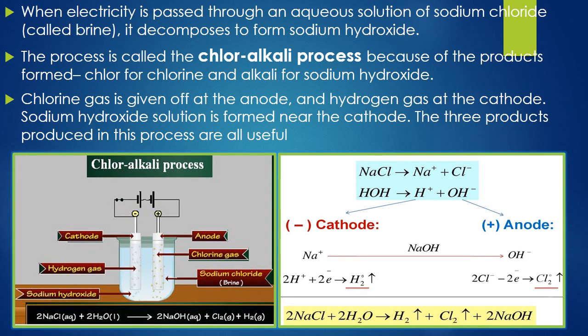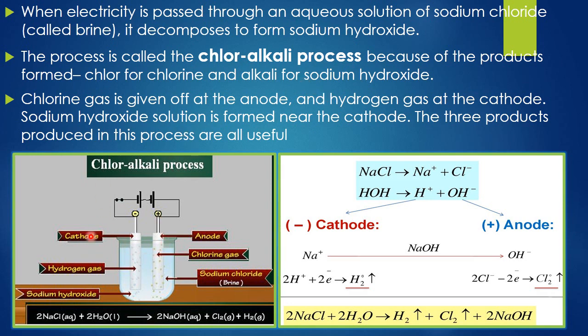Now, when electricity is passed through an aqueous solution of sodium chloride, what we call as brine. So, brine is aqueous solution of sodium chloride. So, the sodium chloride will decompose into sodium hydroxide. Along with that, hydrogen and chlorine gas will be formed. And this process is known as chlor-alkali process. Chlor stands for chlorine and alkali stands for sodium hydroxide that is formed in this process. That's why it is known as chlor-alkali process.